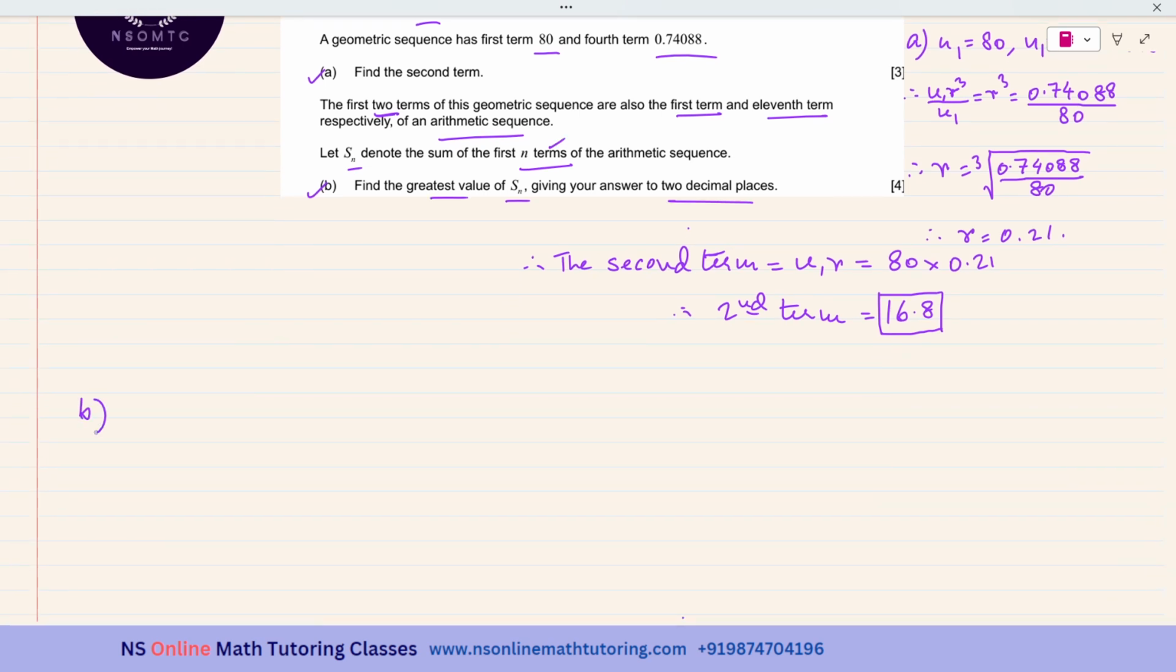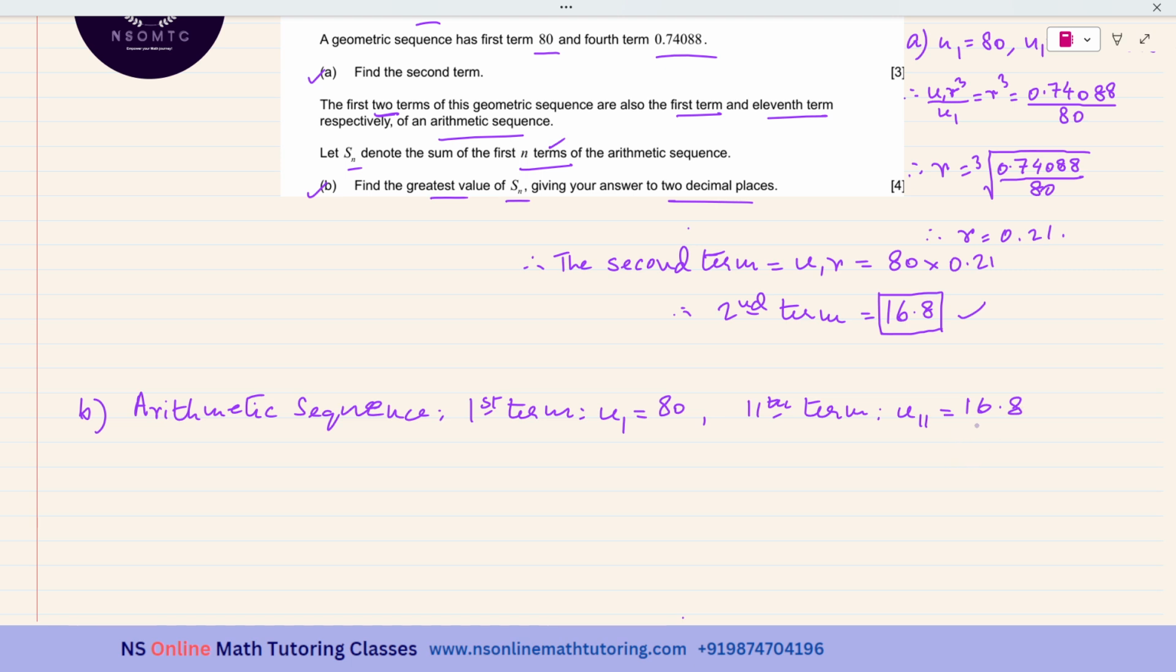So B, arithmetic sequence: first term U1 is equal to 80 and the 11th term U11 is equal to the second term of the geometric sequence, which is this 16.8. Okay, and what is Sn?